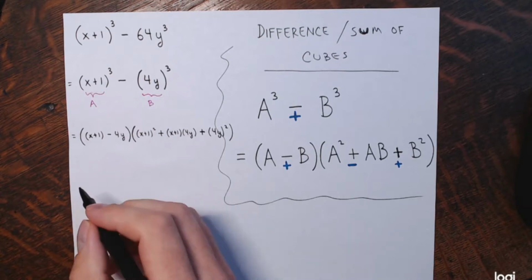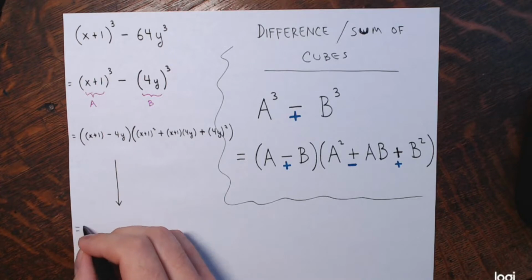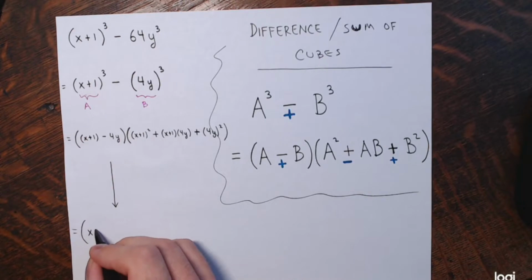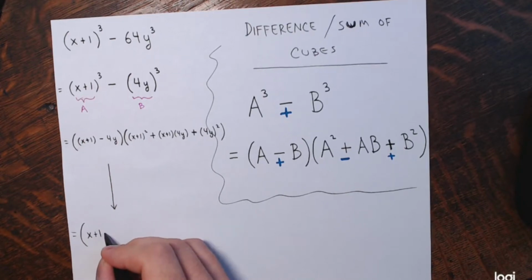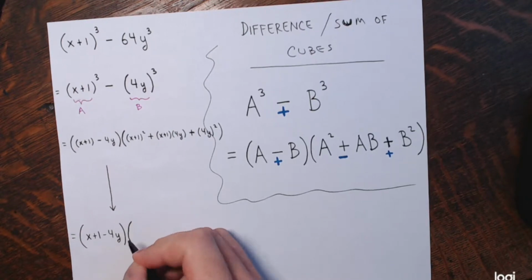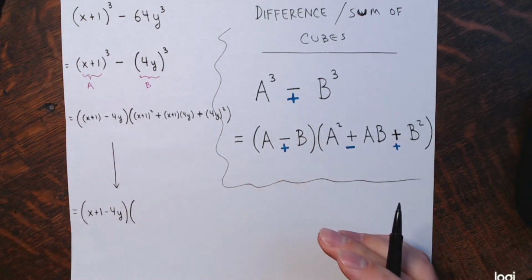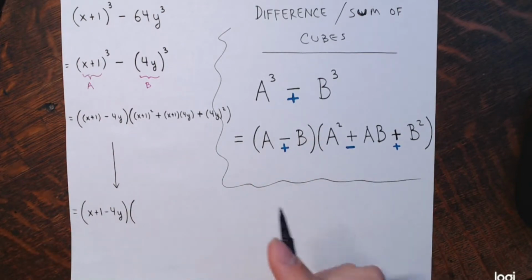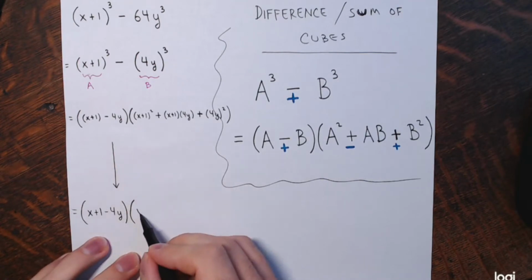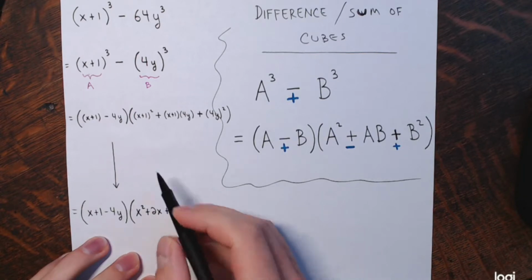All right, so now we simplify. Actually, let me take this down here. So the first factor is just x plus 1 minus 4y. There's nothing more to simplify there. All right. The second factor, we can multiply some stuff out here. x plus 1 squared is x plus 1 times x plus 1. That'd be x squared plus 2x plus 1. All right, that's x plus 1 squared.